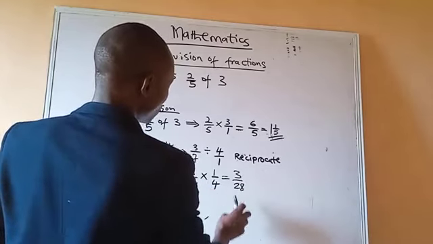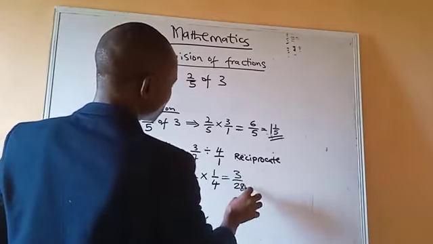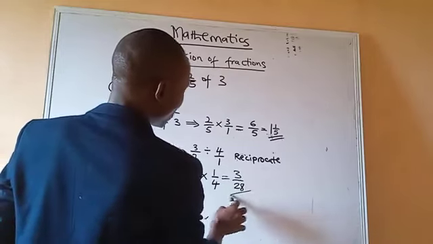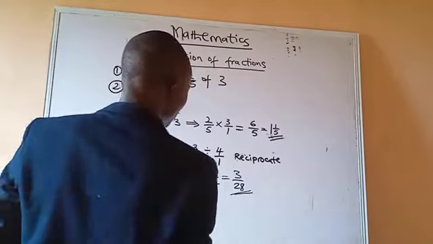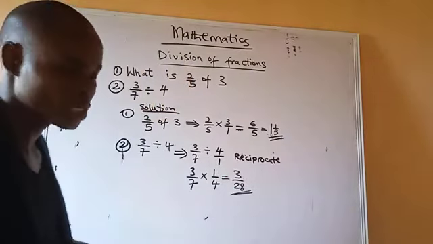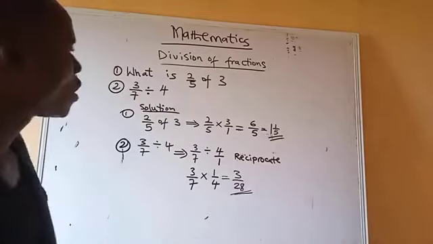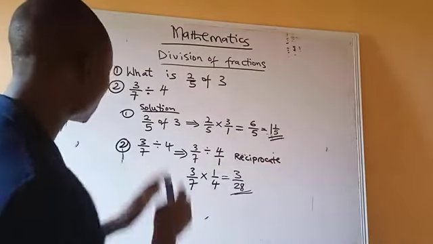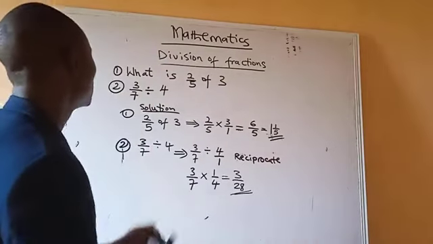28. So this number cannot break this one. 3 cannot. There's no number that can break it into smaller units. So our final answer will be 3 over 28. Do we understand? This is how to solve questions like this.